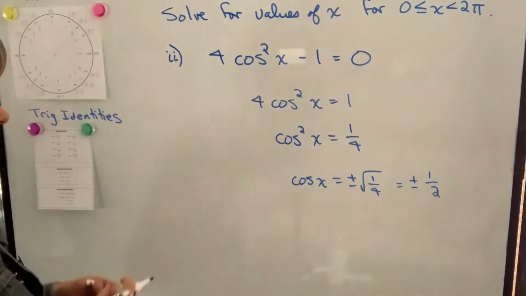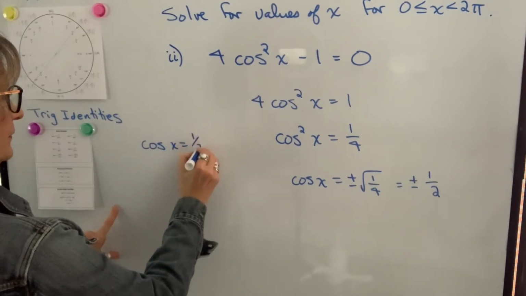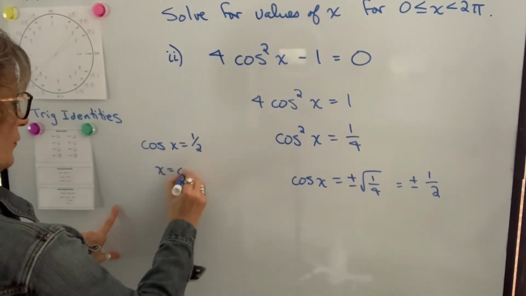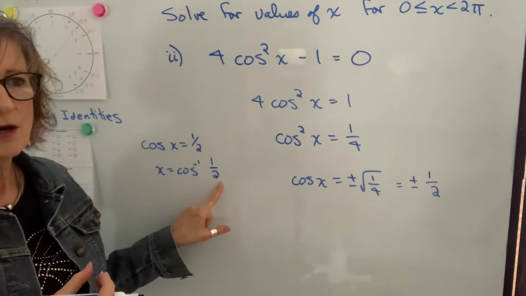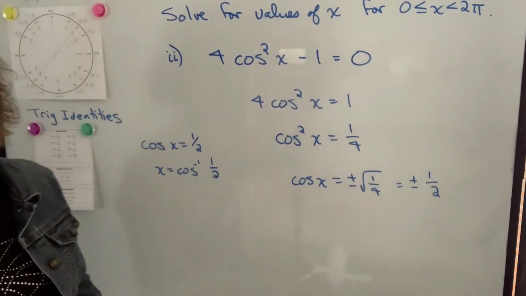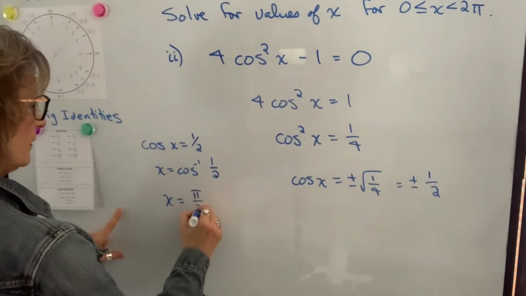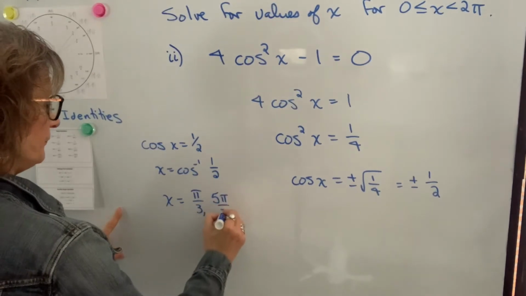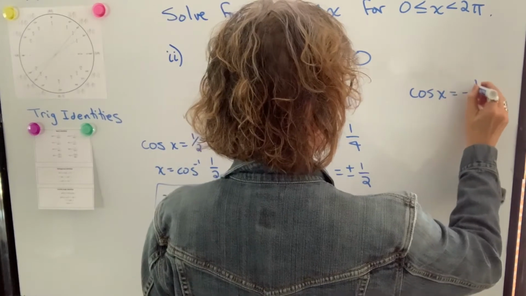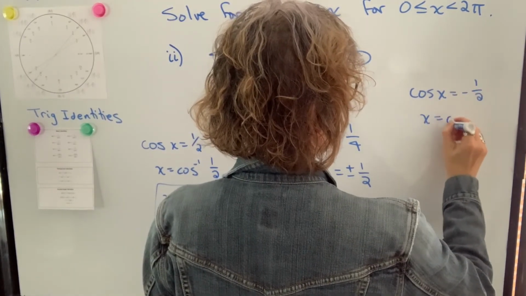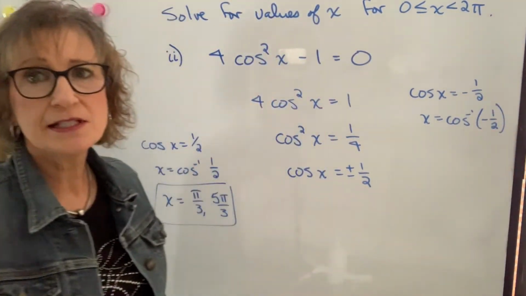So let's take a look. The first one, where cos of x is equal to 1/2, so positive 1/2. So x will equal the inverse cos of 1/2. Is 1/2 a ratio that you're going to see on your unit circle? Yes, it is. So my 2 angles here will be pi over 3 and 5 pi over 3. The other solution will be when cos of x is equal to negative 1/2. So x is equal to the inverse cos of negative 1/2. Again, that's a value you're going to see on your unit circle.